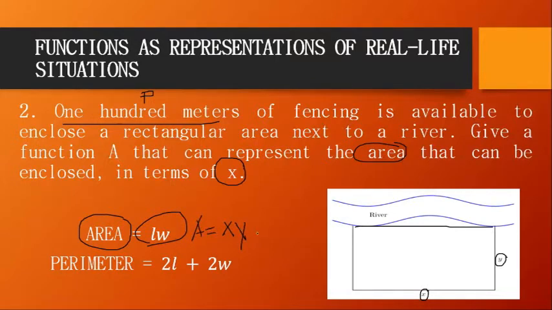A is equal to X times Y, wherein our X is the length and our Y is the width. Okay? However, in our problem, it says here that only X is needed. This x, which is the length, we have no problem with because it is denoted as x. So if it's already x, we will not replace it. And the y here is what we need to find first. Why? Because we need to write it in terms of x, so that we have a formula or function for the area.